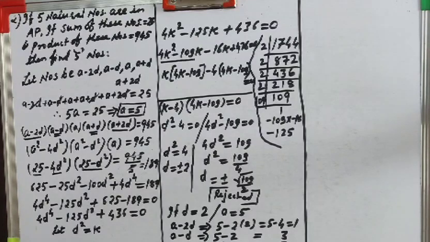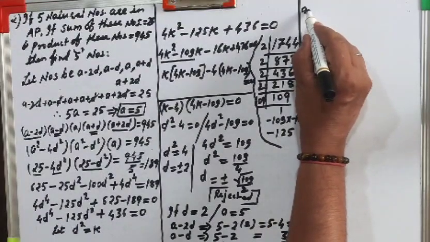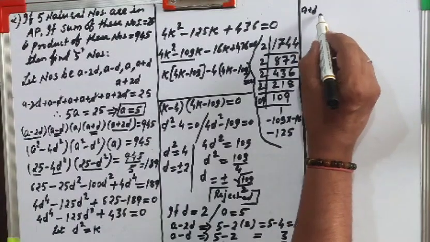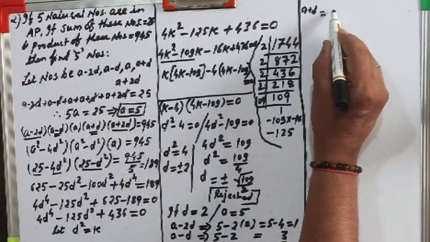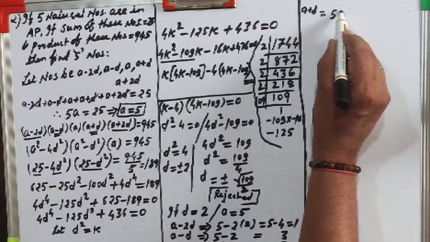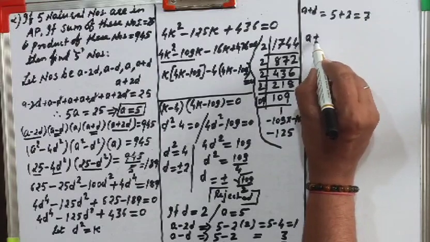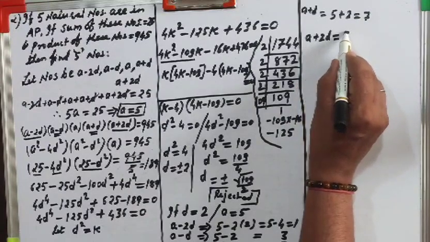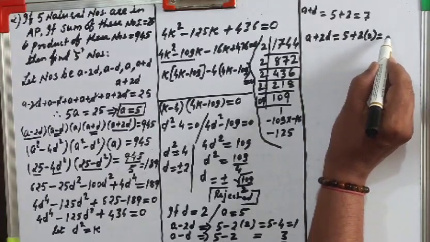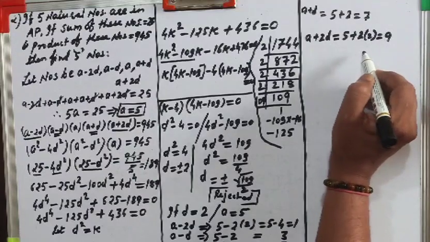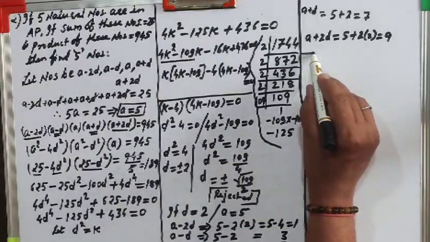3 numbers we got. Now the fourth number is a plus d, which is equal to 5 plus 2, which is 7. And the fifth number is a plus 2d, which is equal to 5 plus 2 into 2, that is 5 plus 4, which is equal to 9. So we are getting the numbers 1, 3, 5, 7, 9. This is one case.